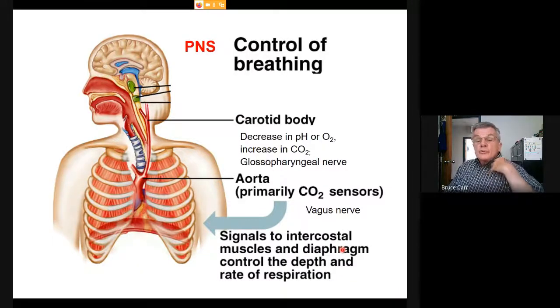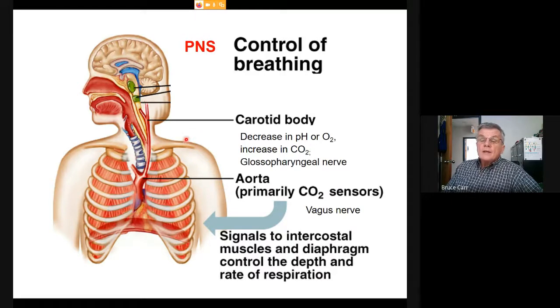The peripheral nervous system, however, is not left out of this. There are sensors around the body that basically are there to detect inadequate levels of oxygen or an abundance of CO2. The carotid body has sensors in the carotid artery. Now, this is the main artery departing from the aorta and from the brachiocephalic trunk to supply the main blood flow to the brain.